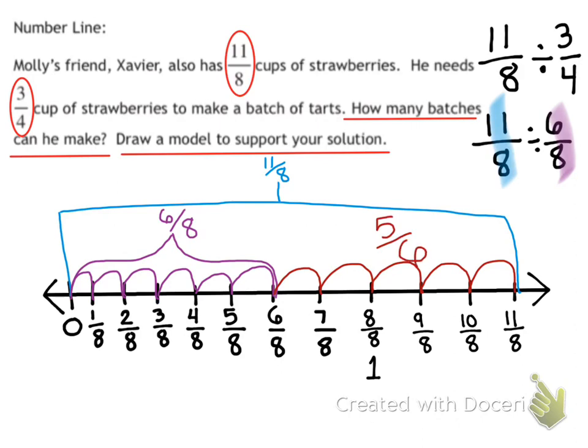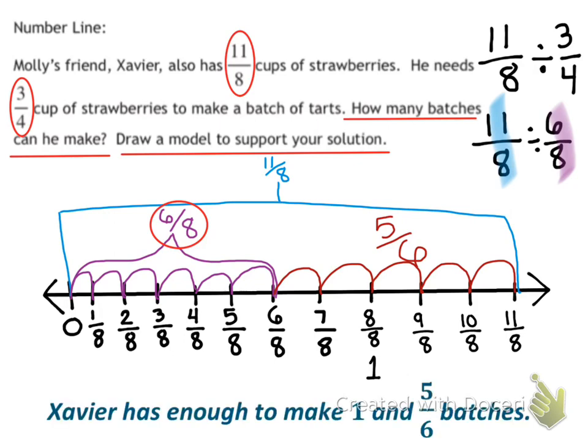So I can conclude, how many batches can he make? Well, I have one group of 6/8 and 5/6. So my answer is 1 and 5/6, right? Because we're making groups of 6/8 and I was able to make 1. But from the second group, I only had 5 out of 6. Xavier has enough to make 1 and 5/6 batches.